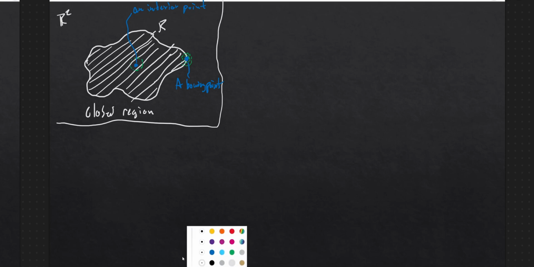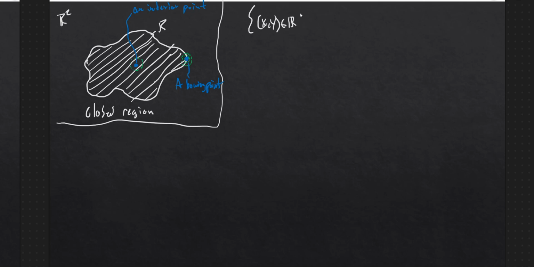So let's take a look at an example of an open region. I'm going to define a set here. Let's say all (x, y) in R2, in the plane, such that x squared plus y squared is strictly less than 1. All right, what does this look like? This looks like a circle. Maybe I should draw some axes here.